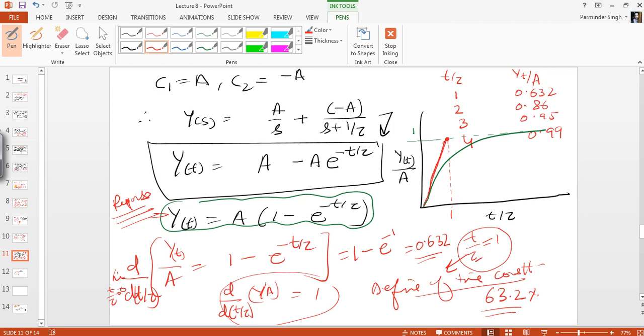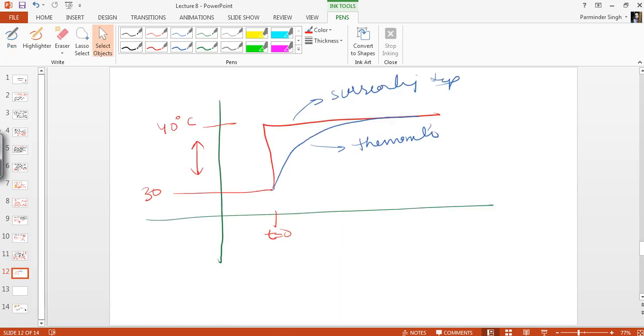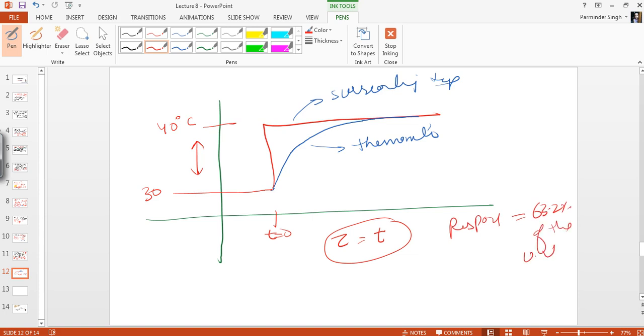So from here time constant can be defined as that value of time when the response, now what is the response? This graph, when the response reaches 63% of the ultimate value or the maximum value or the final steady state value. This is the final steady state value. So how do you define time constant? Time constant is that time when the response reaches 63.2% of the maximum value.